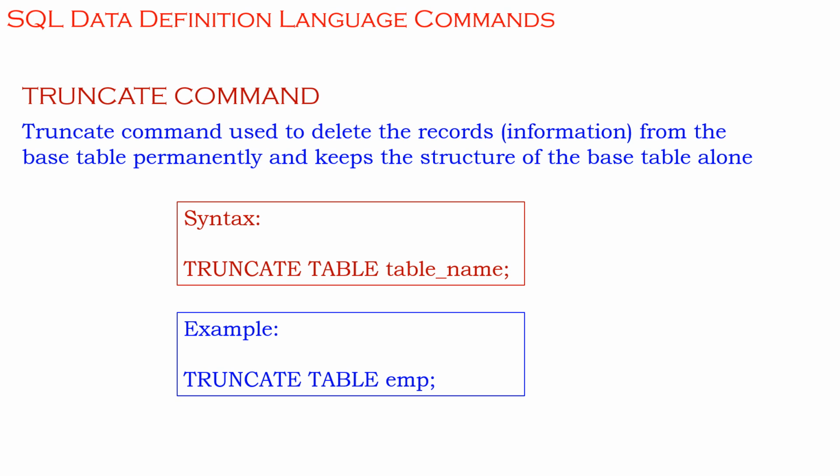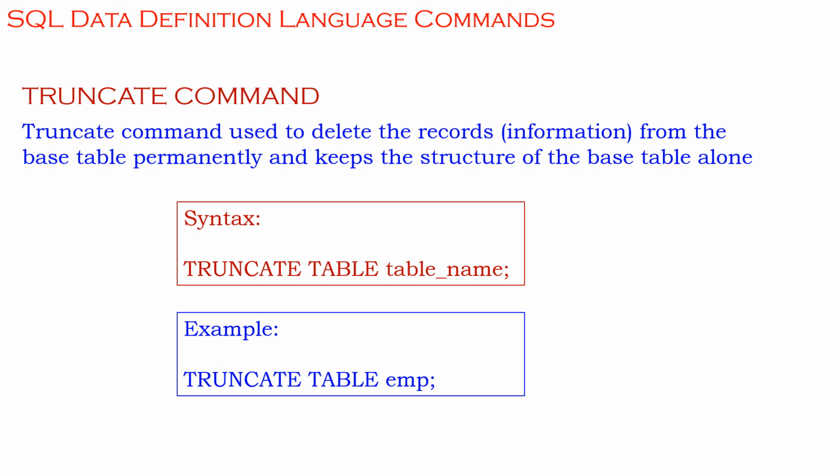You should be able to differentiate between the drop and the truncate command. The drop command completely removes all the information available in the table along with the structure of the table. That is, the table is removed from the database permanently. Whereas if I use the truncate command, only the information is deleted, keeping the structure of the base table.